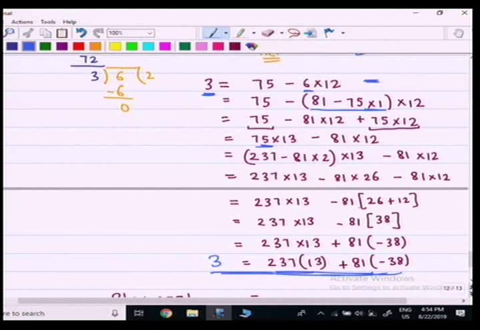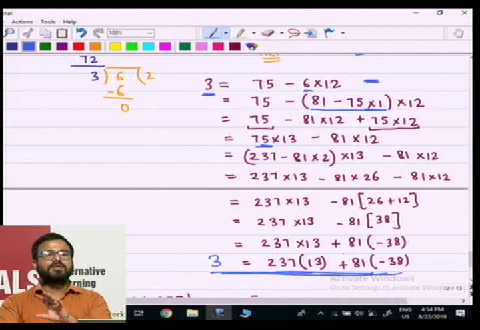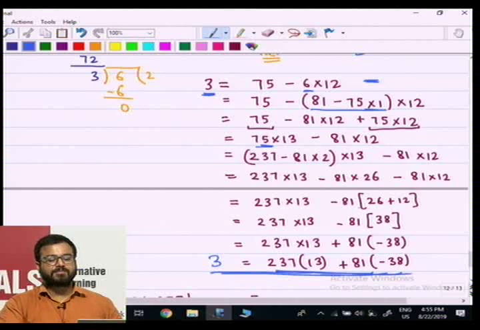So on rearranging, what thing we have to take care in mind is that we should get our answer in terms of 237 and 81. So we'll keep 237 and 81 as it is, and we will simplify all the terms, so writing the final expression in this form.